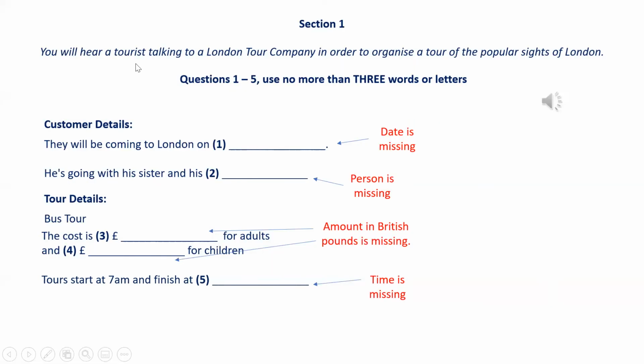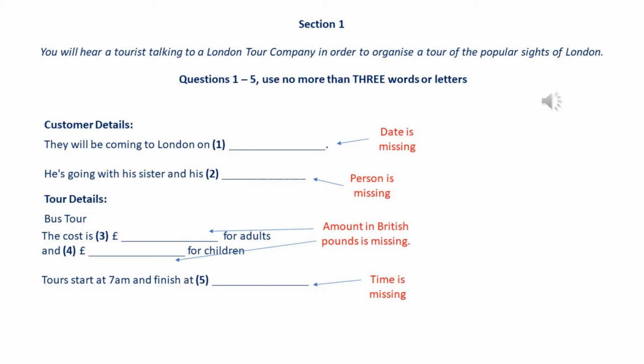Therefore, in a note-taking exercise, you're looking for the word that is missing. You need to know the word type. Is it a noun? Is it a date? Is it a number? Is it a time? Now let's listen, and as you listen, try to find the word that is missing. Section 1.